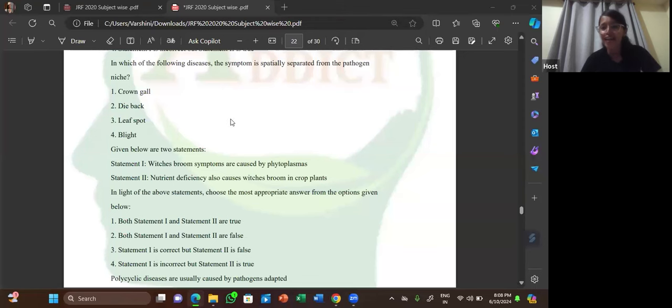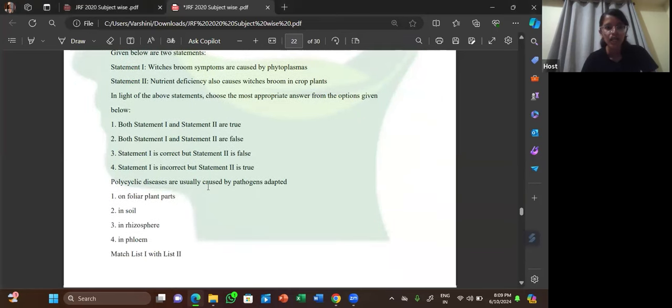In case of crown gall, if the gall is in the middle of the plant, exactly in and around the gall, you will never notice the Agrobacterium. What is the mechanism there? It is the T-DNA gene expression, or the hormones, that is actually causing the tumors or galls. You can never find the Agrobacterium in and around the gall. It is spatially separated. That's why crown gall is the right answer.